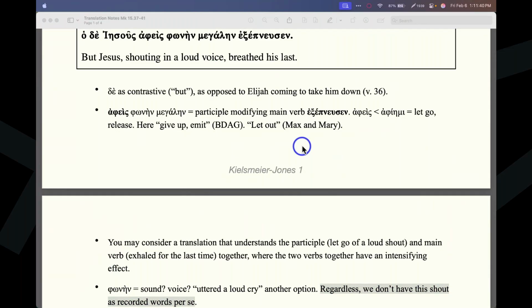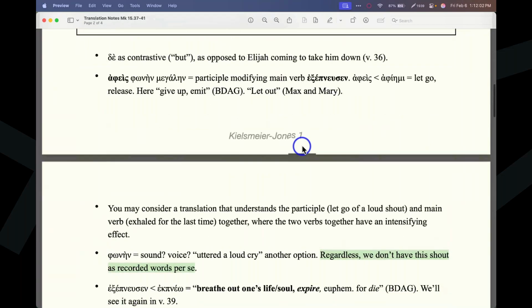Now, it's not impossible in theory, and we want to compare with other Gospels, but it's not impossible that Jesus could have said words with this final loud voice. Mark doesn't give us those. So the image from Mark is just this loud sound. Whether that means voice or sound in translation is one of these little decisions to make in translation, but we just want to think through it a little bit.